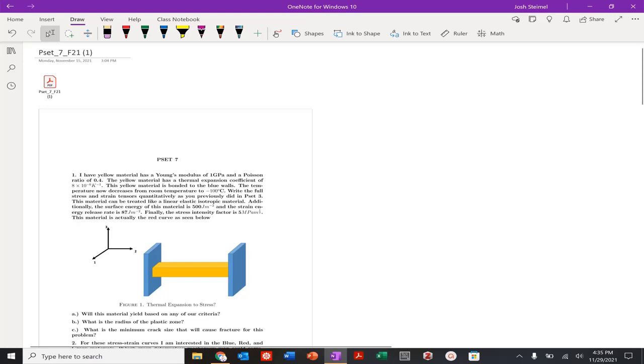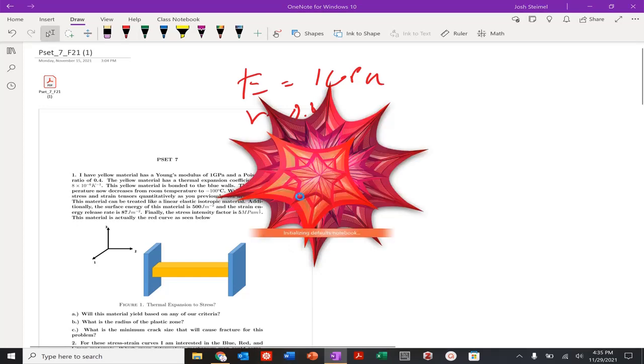All right, so for this problem, we have our old friend, our yellow material. We're already told that our Young's modulus is equal to 1 GPa, our nu is equal to 0.4, so it's a polymer. We have our thermal expansion coefficient already. I'm going to go back into Mathematica. So let's find these values and get started on this problem.